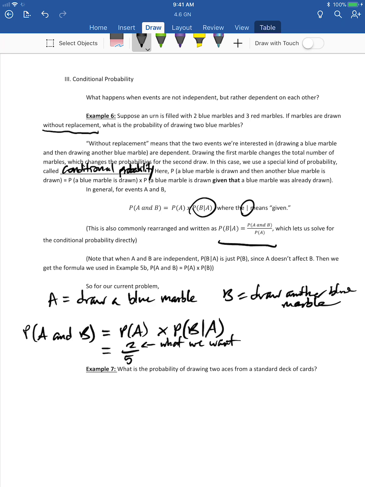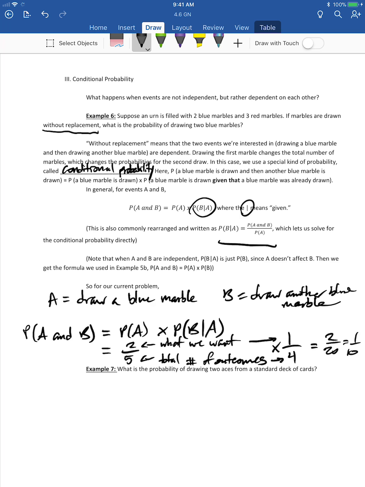over the total number of outcomes. There are 5 total marbles. And that's P of A. P of B given A is times... Now we've changed the situation after that first event. I've taken out a blue marble. That means that there are 4 marbles left. And if I already drew a blue marble, there's 1 blue marble remaining, 1 in 4. Multiply these together, and I get 2 over 20, or 1 over 10, is the answer to my question.